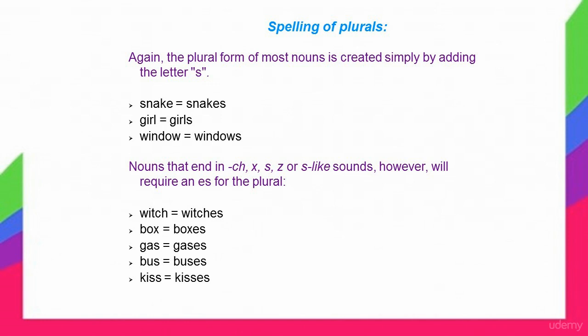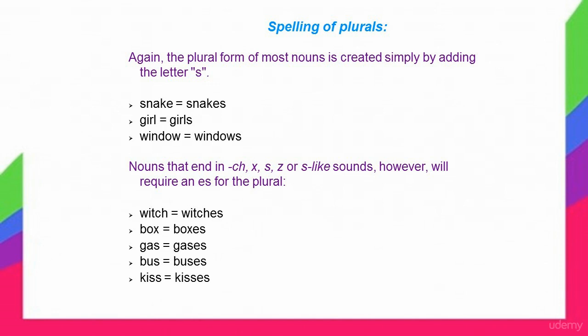Nouns that end in ch, x, s, z or s-like sounds, however, will require an es for the plural. So more than one witch is witches. More than one box is boxes. More than one gas is gases. More than one bus is buses. And more than one kiss is kisses.